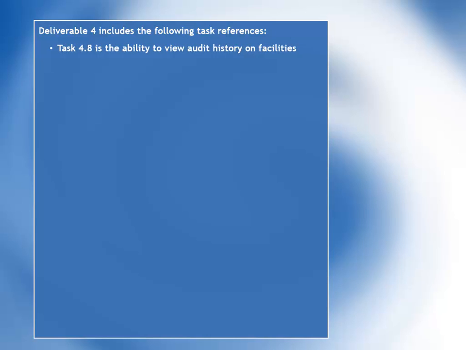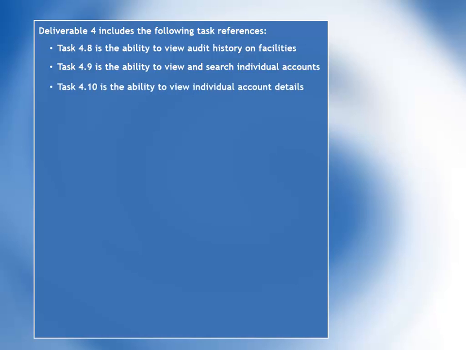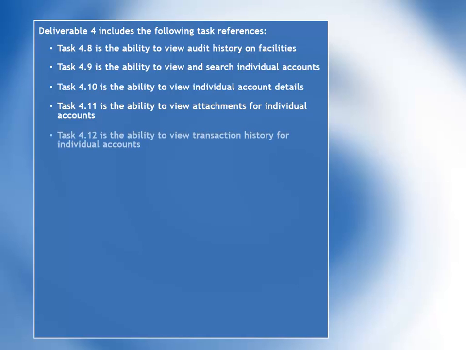Task 4.8 is the ability to view facility audit history. Task 4.9 is the ability to search and view individual accounts. Task 4.10 is the ability to view and edit individual account details. Task 4.11 allows attachments to be stored for individual accounts. Task 4.12 displays all transactions for an individual account.